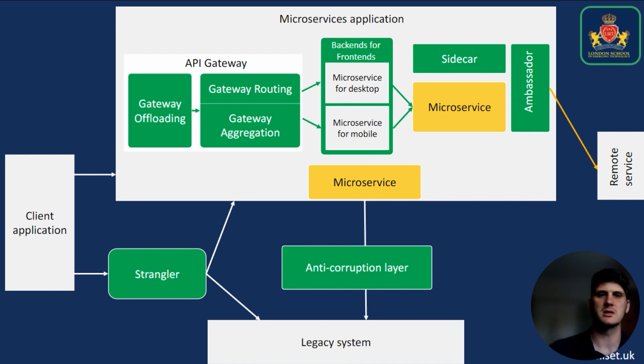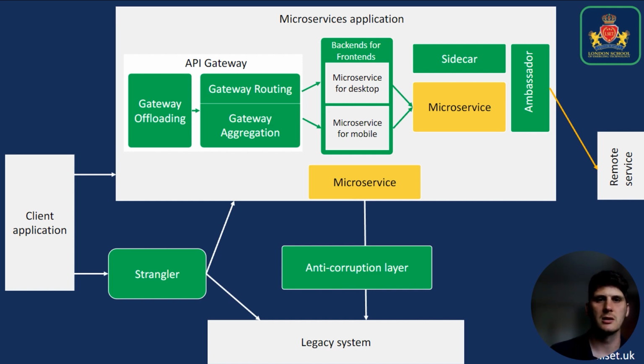So in this diagram you can see the legacy system represented at the bottom and the microservice application, which would perform a specific service, shown at the top. And at the front of the microservice application you have the API gateway. This provides a single point of entry for all API calls to the service. And you can see the API gateway split into three different pieces: gateway offloading, gateway aggregation, and gateway routing.